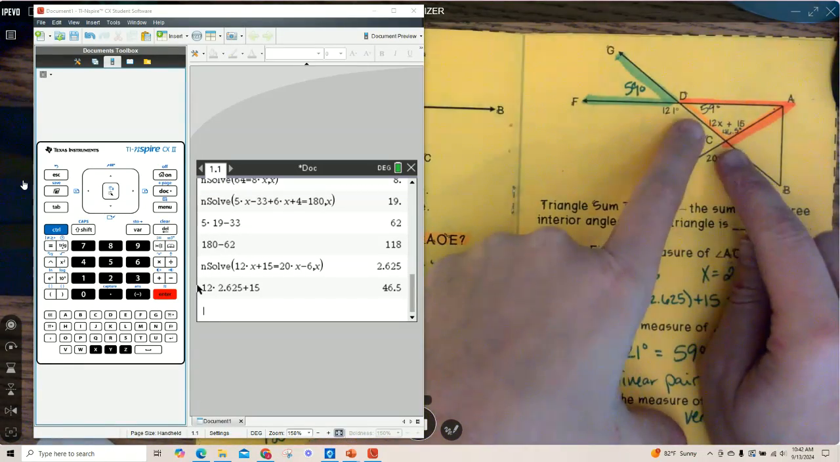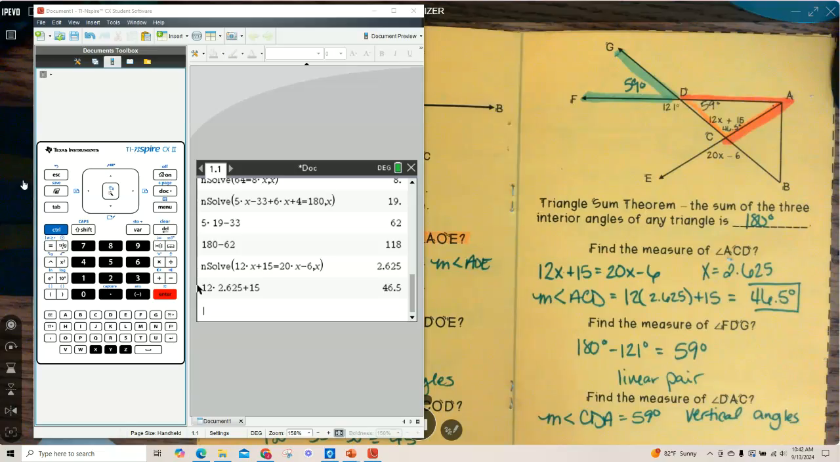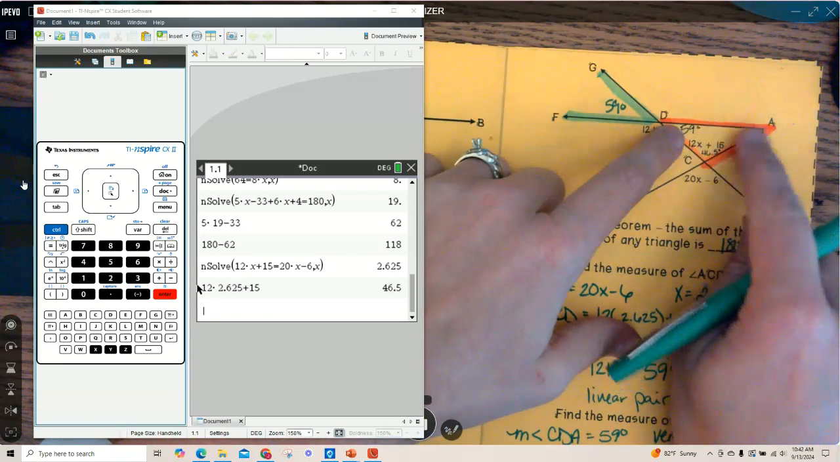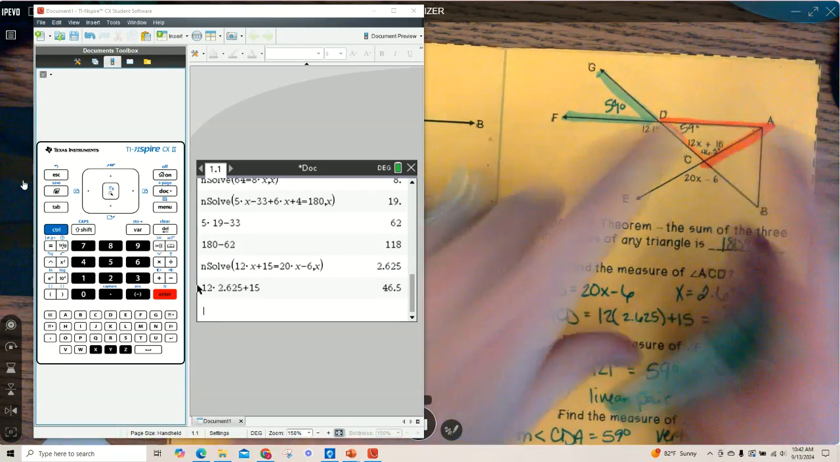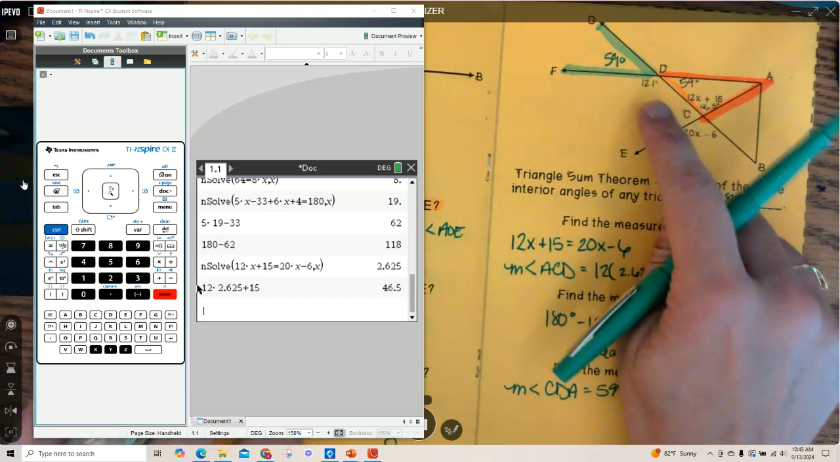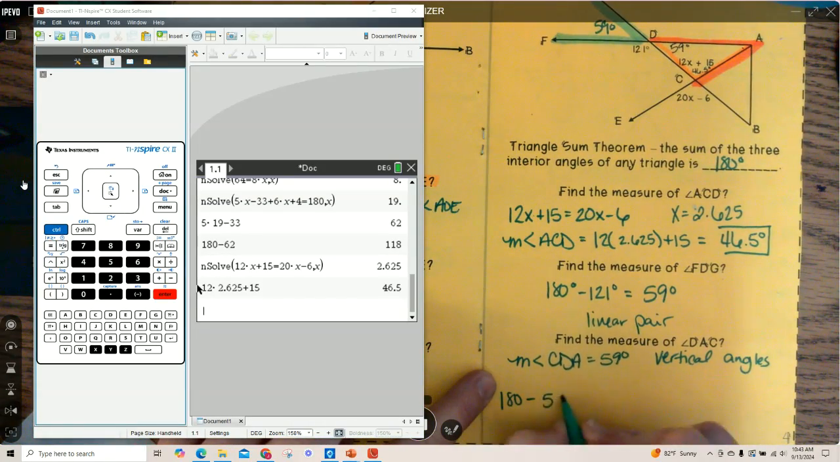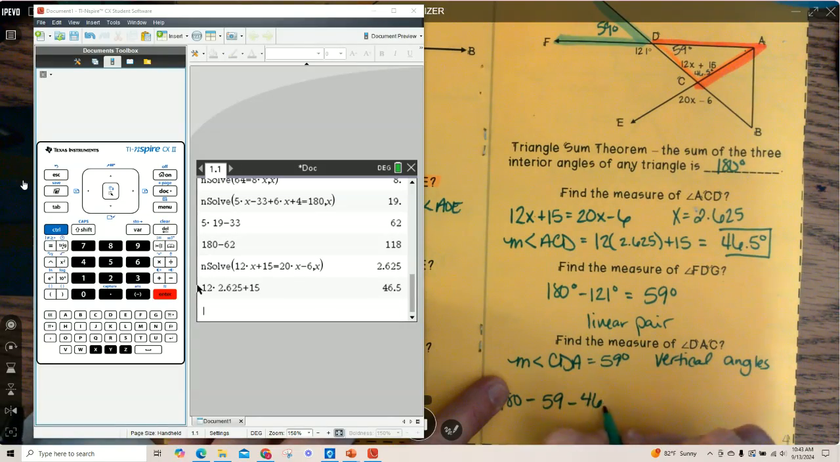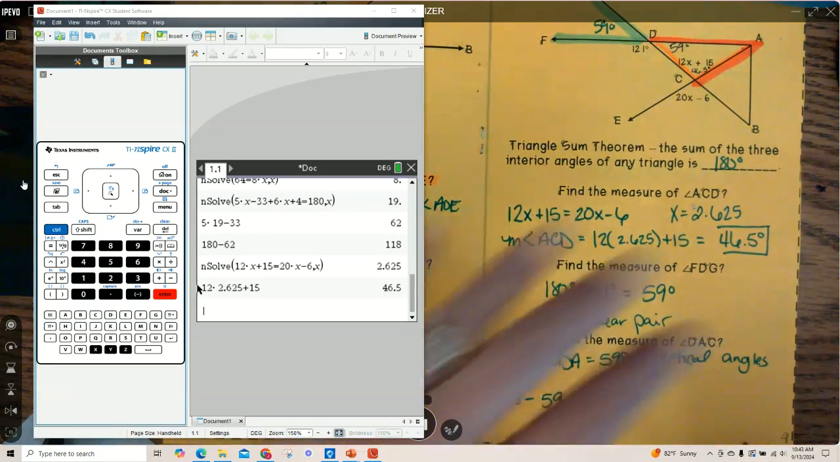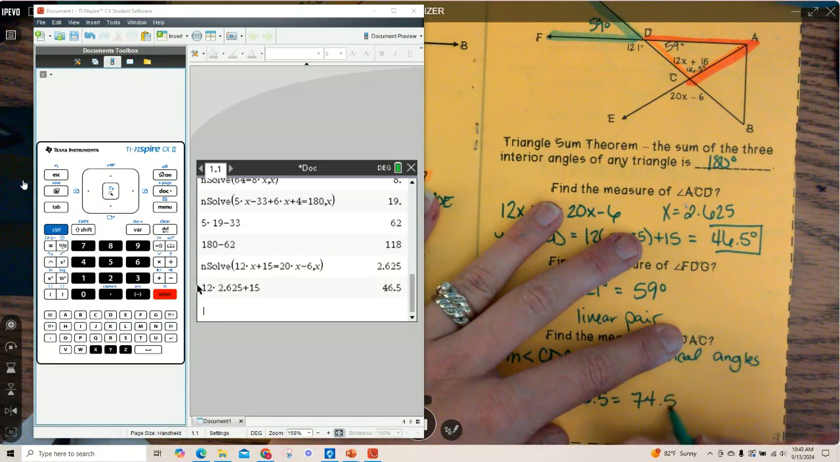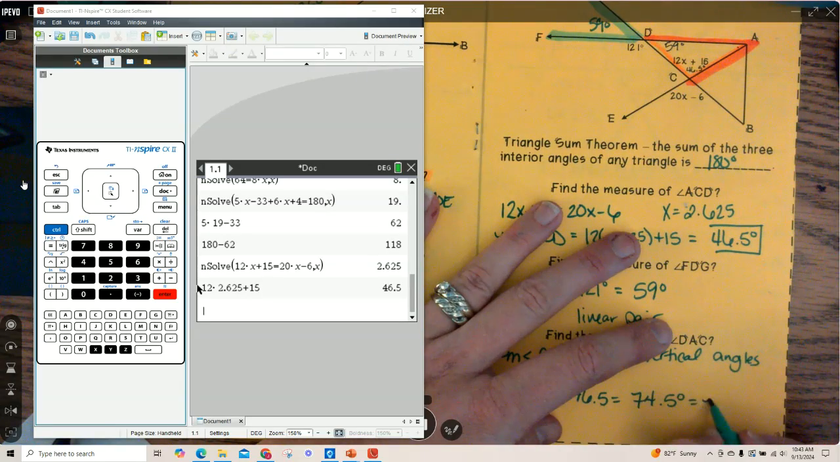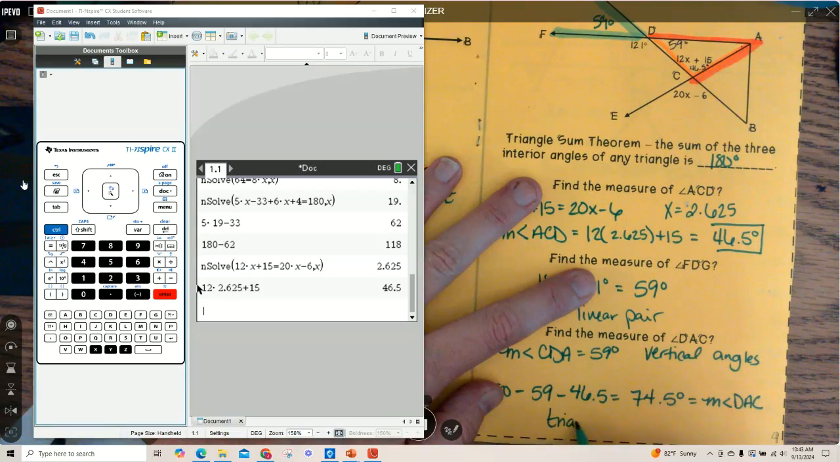Okay, so now we can use the triangle sum theorem. All three angles in a triangle are going to add up to 180 degrees. So we know two of these angles. So I can do 180 minus 59 minus 46.5, and that will give me 74.5 degrees. And that is equal to the measure of angle DAC. And that's the triangle sum theorem.